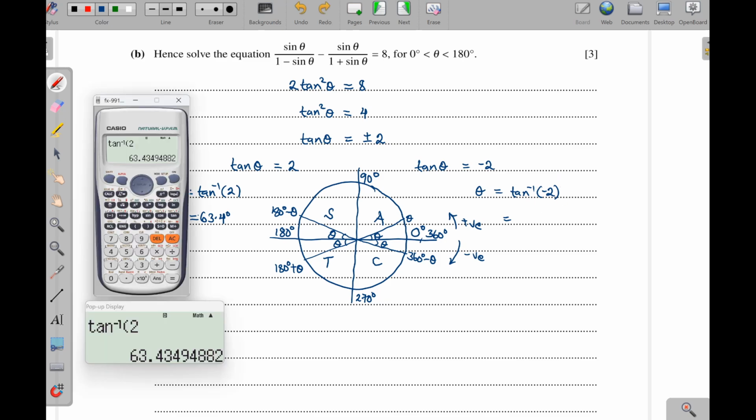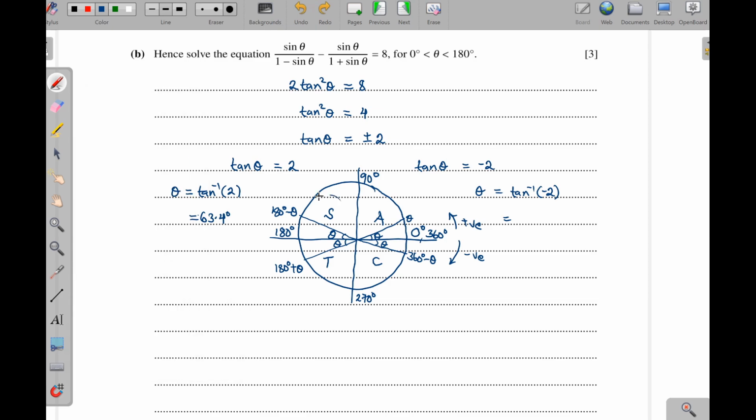So when you come to this calculator and you put a negative here, the calculator will give you negative 63. That means you are now going to move clockwise from the horizontal axis. But now, what you are going to do, you ignore the negative. I always say ignore the negative. When you ignore the negative, automatically you get the acute angle, which is 63.4. Then you go to the quadrants where tan is negative.